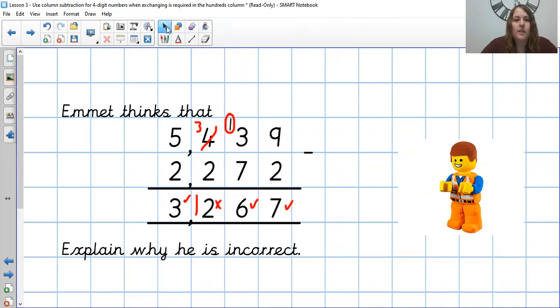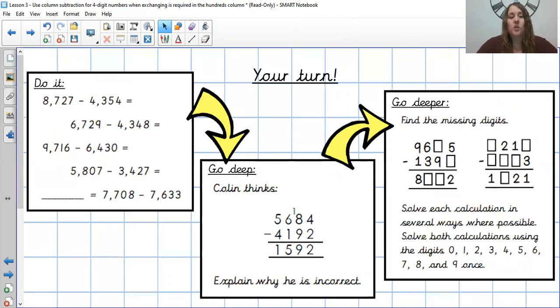Okay, your tasks today then. Your do it question, there are 5 calculations, very similar to the ones we have just done. Please make sure that you write them in the correct columns, that you put 1 number in each box, you use your ruler lines, but just make sure that you are always exchanging from your hundreds column, because our WALT today is when it's required from the hundreds column, which means our 10 in our minuend is bigger than our 10 in our subtrahend.